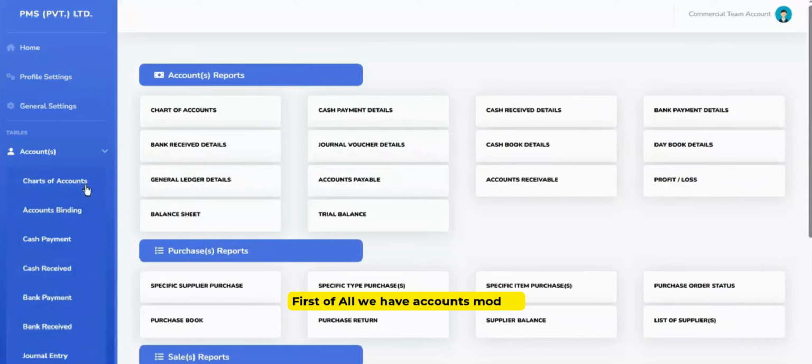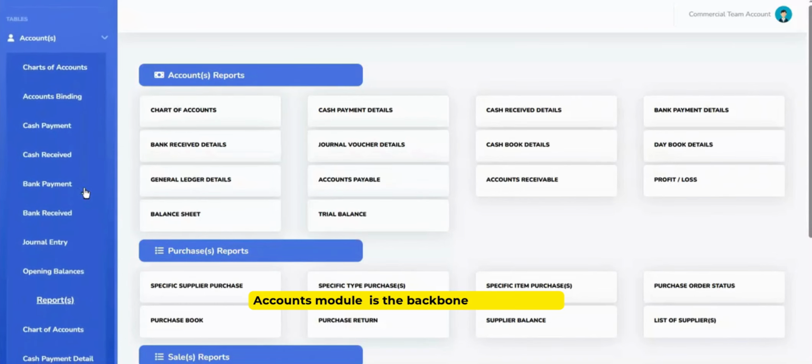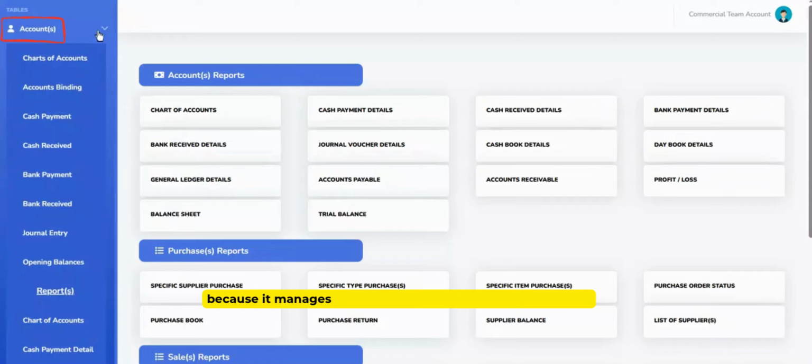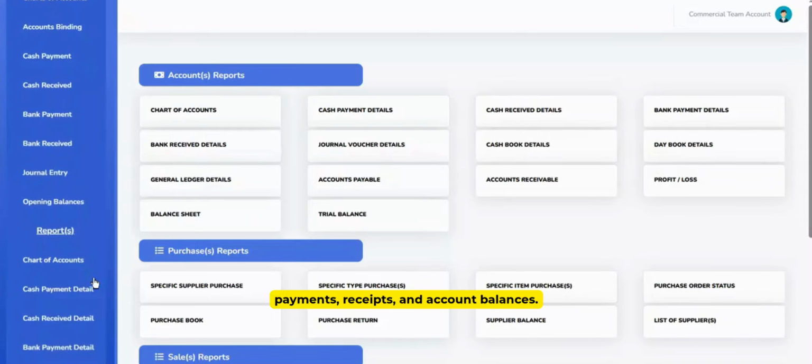First of all, we have the Accounts module. The Accounts module is the backbone of the system because it manages all financial activities of the organization. It includes forms such as chart of accounts, accounts binding, cash payment, cash received, bank payment, bank received, journal entry, and opening balances. Through these forms, the company can record daily transactions, payments, receipts, and account balances.